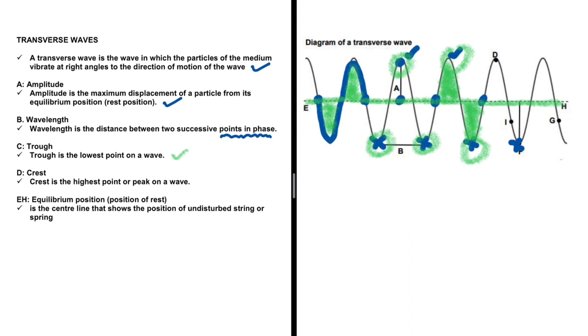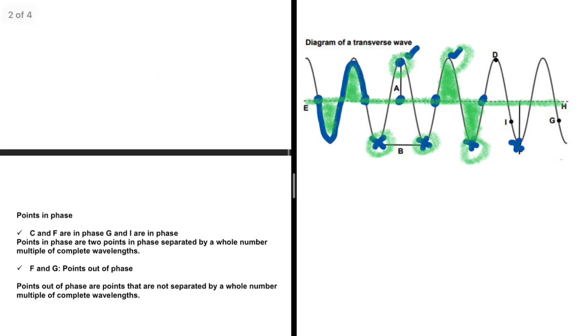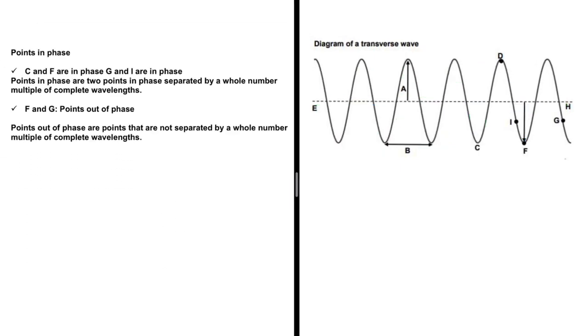transverse waves. I said that we're going to talk about points being in phase and out of phase. So let's go ahead and do that. C and F are in phase, just like G and I. There are also 2 points that are in phase. So let's go ahead and take a look at C and F. We are saying that C and F are in phase, just like G and I.